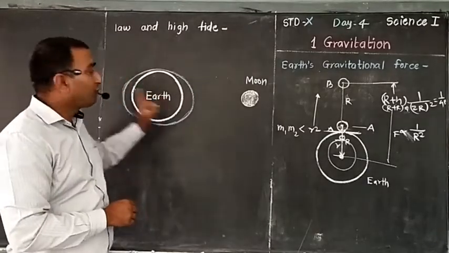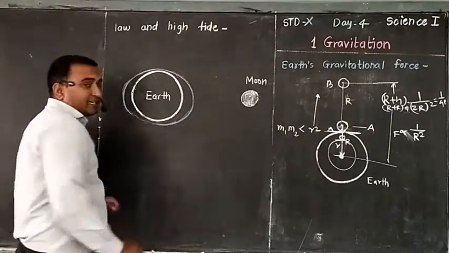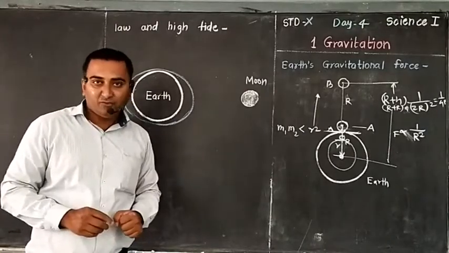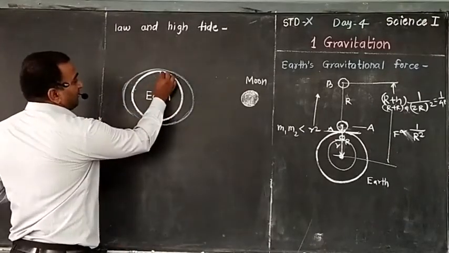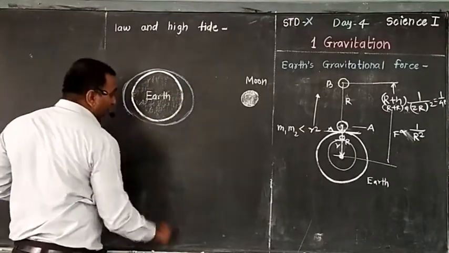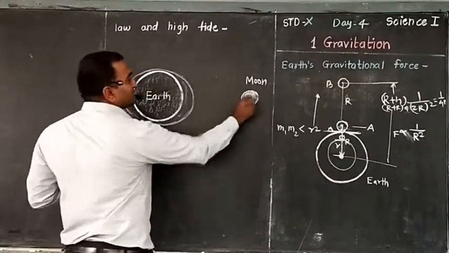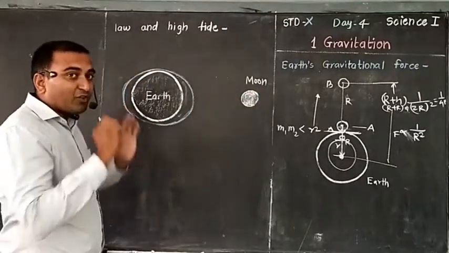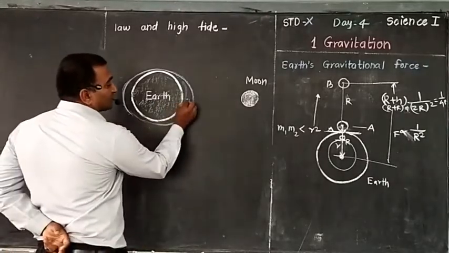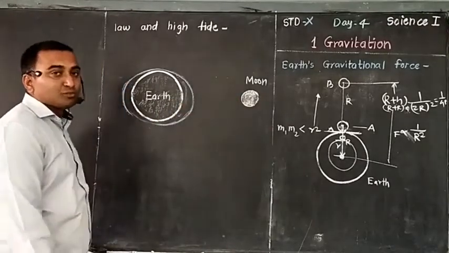Yes, gravitational force is responsible for that. See how it is. We know that about 71% of the Earth's area is covered by water. So this part we are considering as the Earth. Along this we have this water, and far away from the Earth there is a moon. So consider what is the condition of water. Water is close to the Earth and far away from the moon.